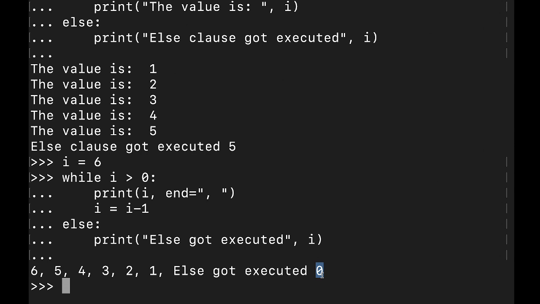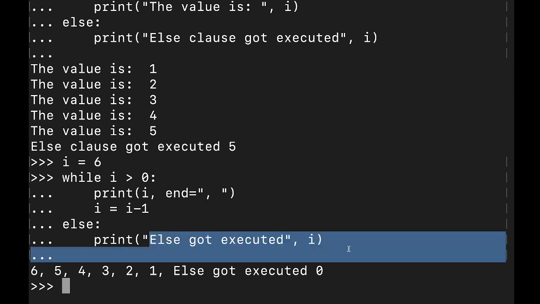The value of I is 0, because if you remember the documentation, it said that in case of while, the else gets executed when we are out of the while loop. That means when the condition of while becomes false. So when will the condition become false? When it is 0, because then it will be 0 greater than 0. In case of 1, it is 1 greater than 0, the condition is still true, so it is executing. And then I will become 0, right? Now 0 greater than 0, the condition is false, so it comes out of the while loop and then it prints else got executed.